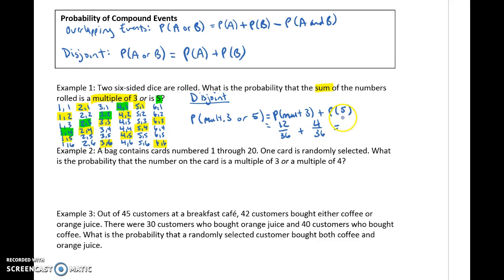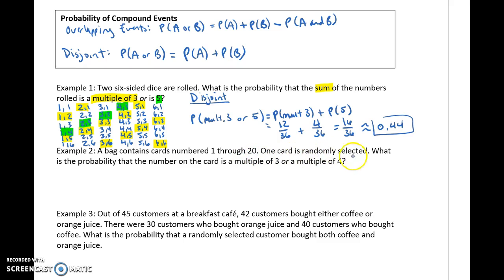And that's going to get me 16 over 36, which we're going to round down to 0.44. All right. So the key thing here is to figure out, is this going to be disjoint or overlapping, so you can use the correct equation. If you take a look at example 2, a bag contains cards numbered 1 through 20.